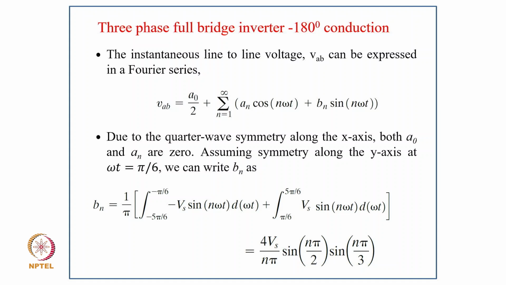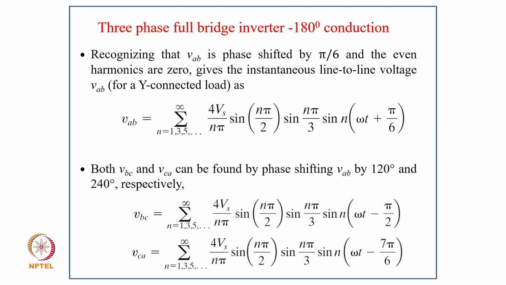Assuming symmetry along the y-axis, at omega t equal to pi by 6, we can write bn equal to 1 upon pi times the integral from minus 5 pi by 6 to minus pi by 6 of minus Vs sin n omega t d omega t, and from minus pi by 6 to pi by 6 of Vs sin n omega t d omega t, equal to 4 Vs upon n pi sin n pi by 2 into sin n pi by 3. So recognize that VAB is phase shifted by pi by 6, and the even harmonics are 0.